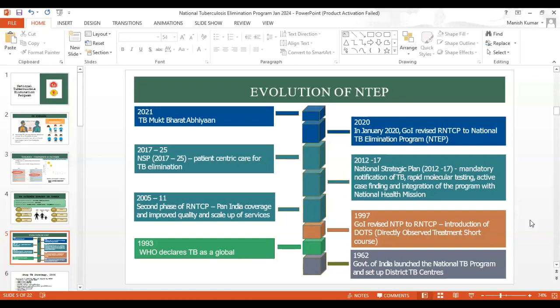Now in 2020, the Government of India revised RNTCP to the National TB Elimination Program. As I said, the government is now aspiring to eliminate TB. And in 2021, the government renamed this as TB Mukt Bharat Abhiyan. The program is the same. This is just changing the nomenclature.